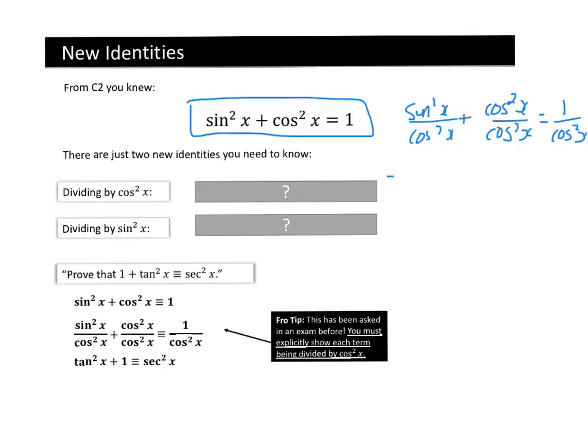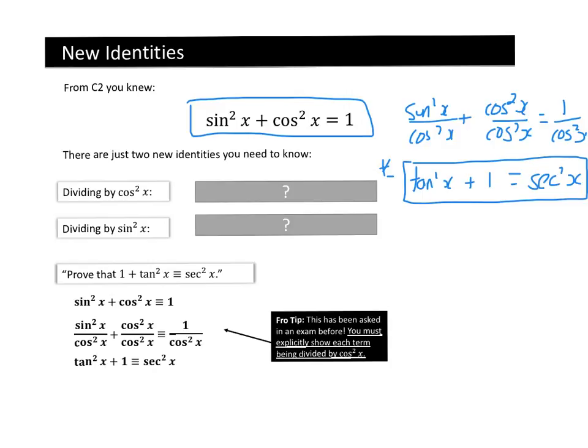Simplifying this, well, we know sine squared over cos squared x will give us tan squared x. Cos squared over cos squared is 1, and 1 over cos squared x is sec squared x. So there we have derived our new identity.